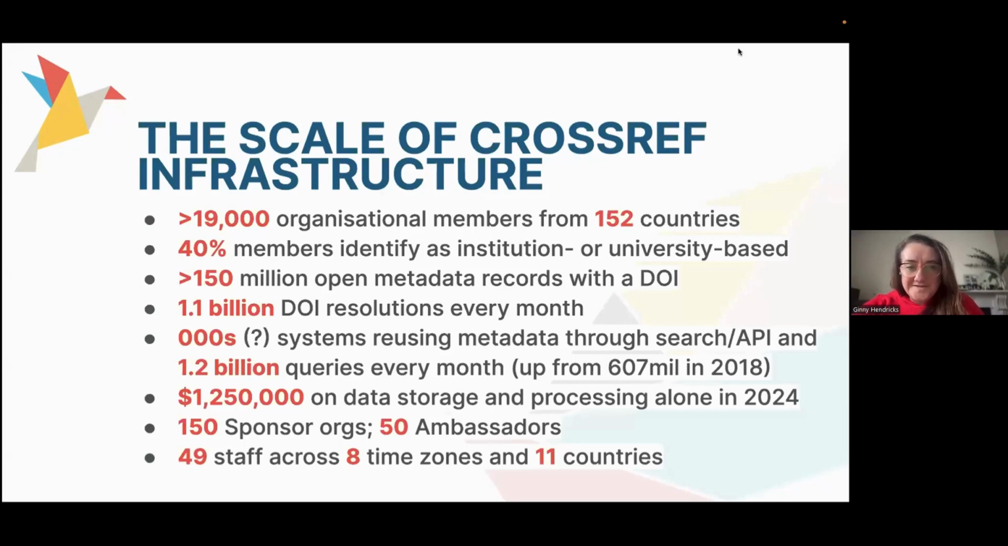A little bit on cost. We're about a $12 million organization. And we have 49 staff, which is our biggest cost, salary and benefits and support and pensions for our staff. And we also spend a lot on data storage and processing of all of this metadata and enabling people to register DOIs and retrieve them. So we're projecting in 2024 a budget of $1.25 million on a combination of data center, Amazon Web Services, and so cloud storage and API processing as well.